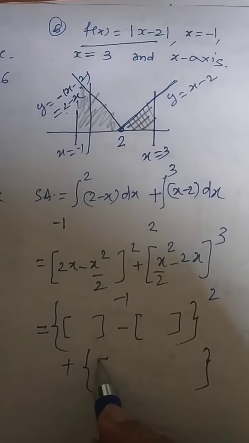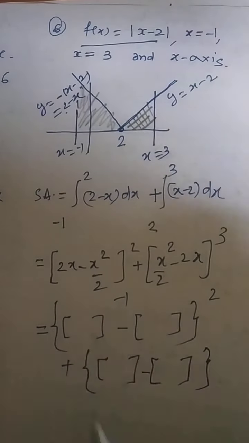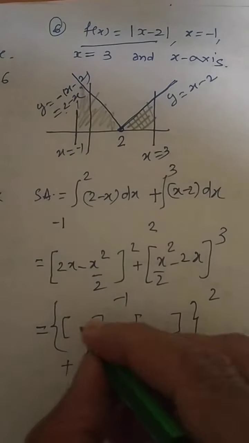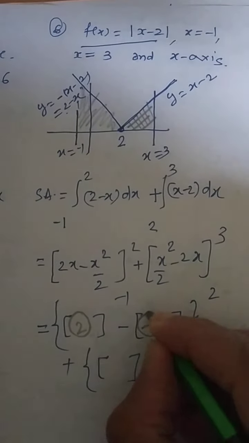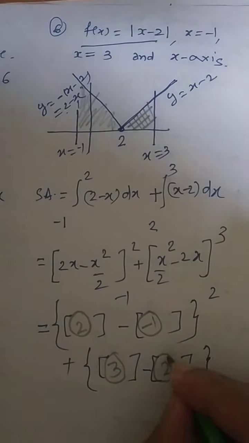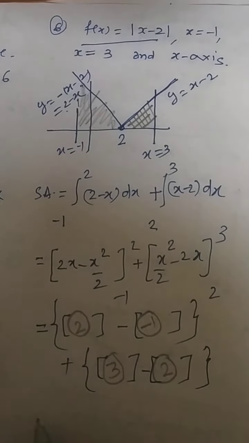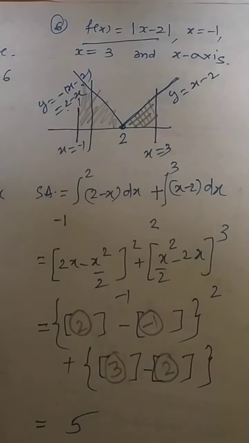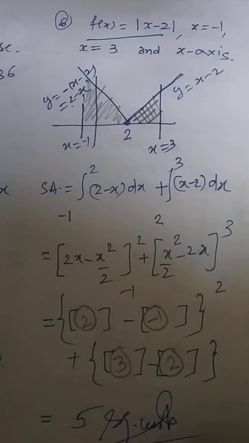you will be putting 3, minus over here you will be putting, I am just writing with the help of pencil, you will be replacing 2, you will be replacing minus 1, you will be replacing 3, you will be replacing 2, and getting the answer. So you just simplify. Final answer, you are getting 5 square unit.